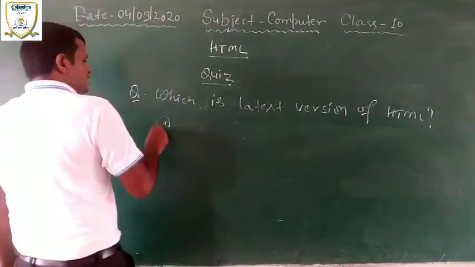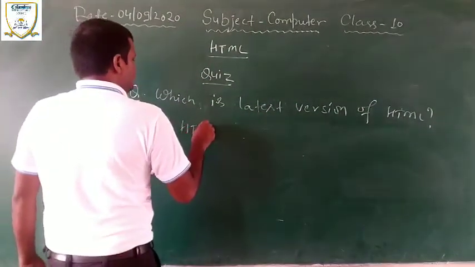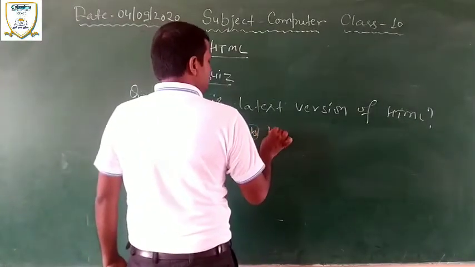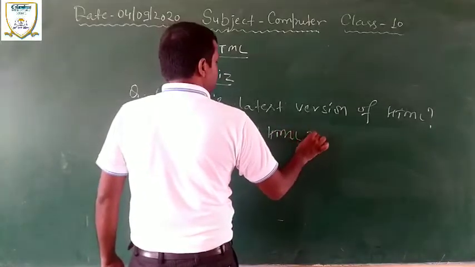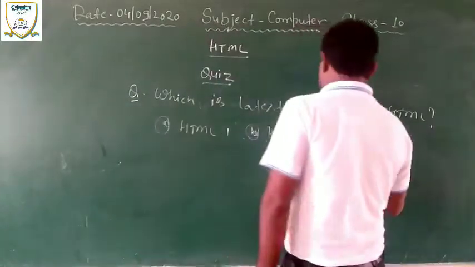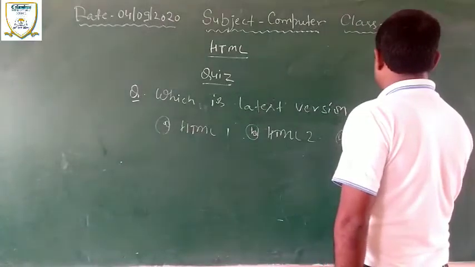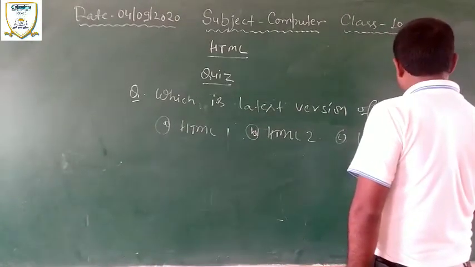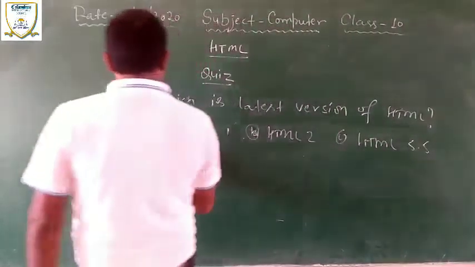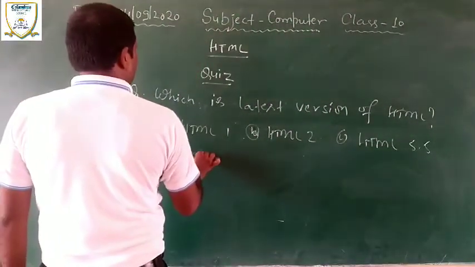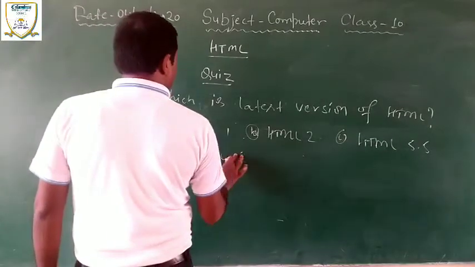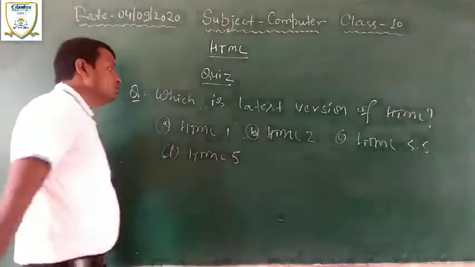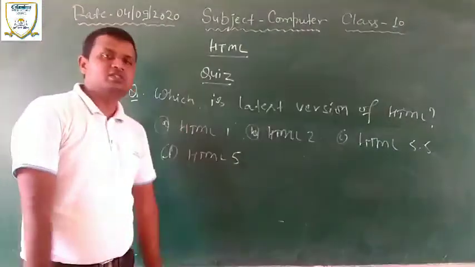Okay, here are the options: A, HTML1, B, HTML2, C, HTML 5.5, and D, HTML5. Okay, so it is my question. Which is the latest version of HTML?